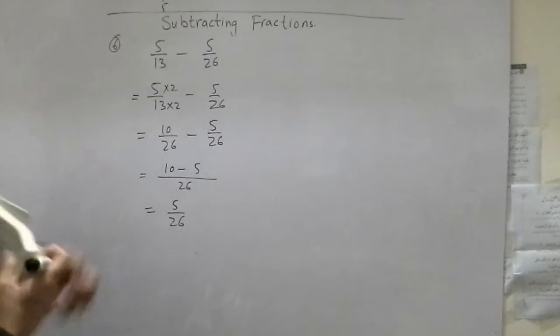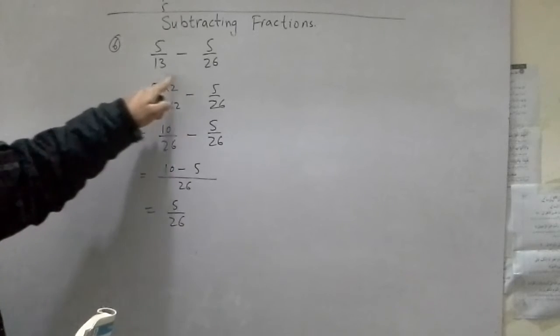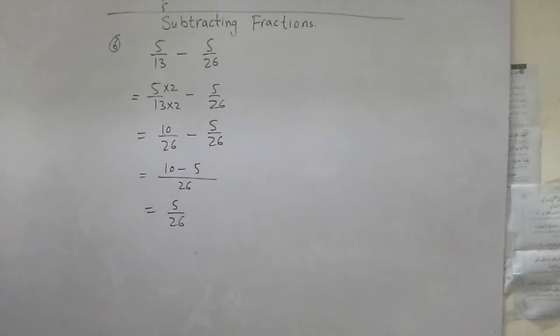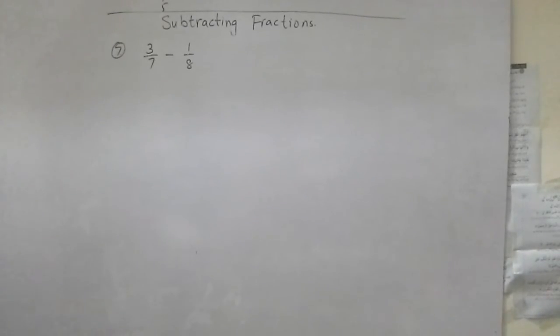Never ever simply take away 5 which is 0 and 13 take away 26. This is not going to work. So this is our 5 over 26 simplified answer in a proper fraction.